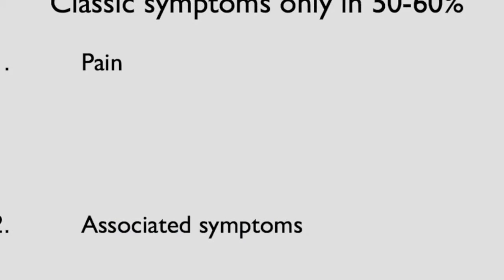Unfortunately, these classic symptoms only happen in about 50 to 60% of patients with appendicitis. Why is that? First, the pain may not be where we expect it to be because of changes in anatomy in patients. If the patient's appendix is behind the cecum or retrocecal, like here, then the appendicitis will give pain not in the right lower quadrant. It might go up to the right flank instead.